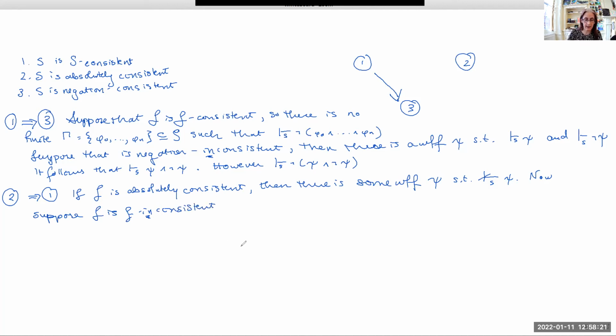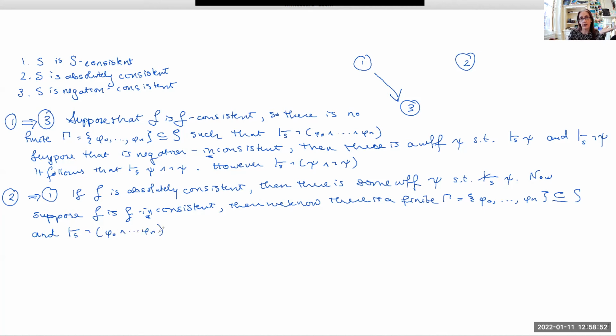If it is S inconsistent, then we know that there is a finite set gamma, which has, again, some collection of formulas, phi 0 up to phi n. These are all going to be some subset of the overall system. And in S, you can prove the negation of the conjunction of all of them. This is just what the definition of S inconsistency says.